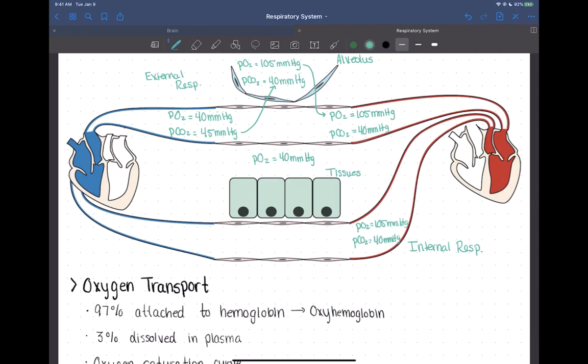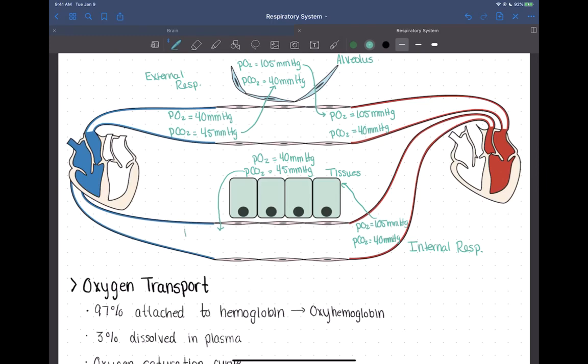All right, so those tissue cells need oxygen, and they have CO2, that's the waste product of cellular respiration, that they need to get rid of. Okay, and so we have 45 millimeters of mercury for that CO2. So then the oxygen is going to move into the tissues, right, from high to low pressure, and the CO2 is going to move into the blood from high to low pressure.